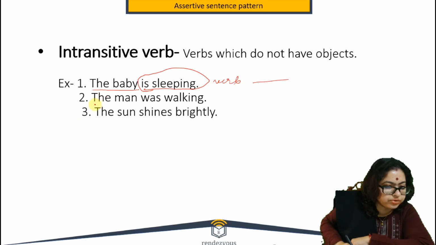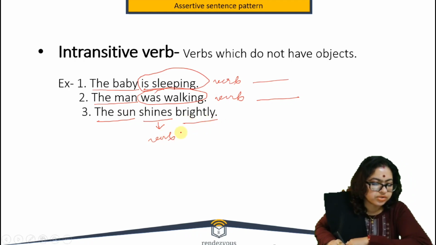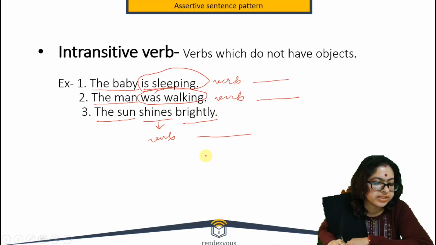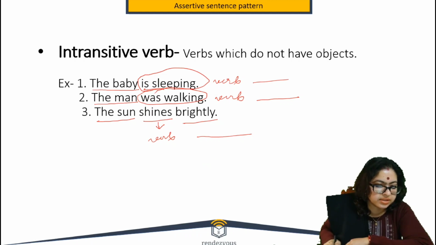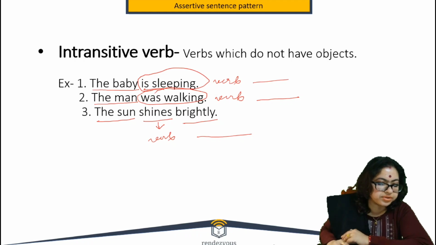In example number 2, the man is the subject, was walking is the verb part. So there also is no object. And in example number 3, the sun is the subject part, shines is the verb, brightly is of course an adverb. So here also there is no object; the object part is lying vacant. So you can see in these examples, the verbs have not taken any objects. So these verbs are called intransitive verbs.